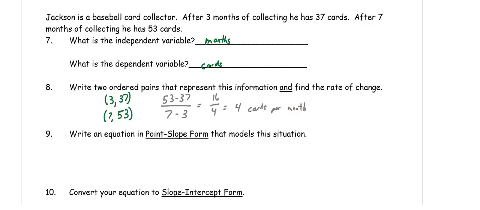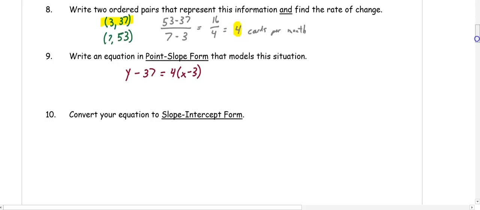So when we're going to write our equation in point-slope form, we're going to use our slope of 4 and pick one point. So I'm going to use the point 3, 37. I'm going to write it in point-slope form. So y minus 37 equals 4 times x minus 3. So then we're going to move this into our equation of slope-intercept form. So the first thing we want to do is distribute that 4. So we get y minus 37 equals 4x minus 12.